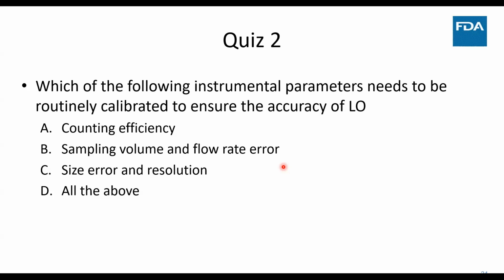So yes, I understand why most of you are choosing D, but the sizing error is important in the fact that you also don't want your instrument giving you a particle size that is off by at least 10% of the actual particle size. So is the instrument calibration working as it's supposed to be? Is it giving you 10% off or 20% off? So it's an important parameter to calibrate for.